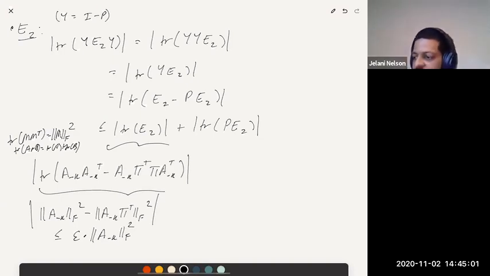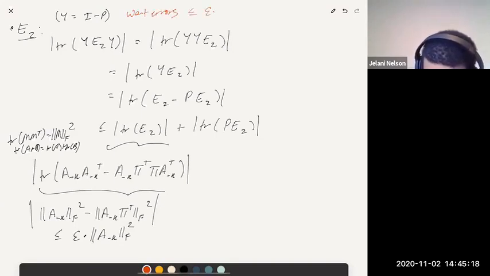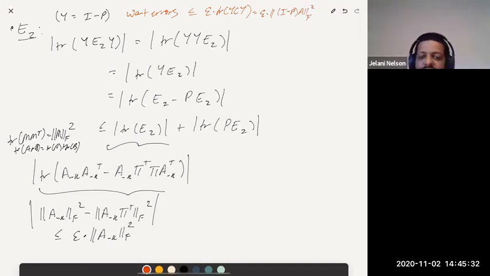So now let's just remember we're trying to get bounds that look like trace of YCY, right? Remember now, we want errors that are at most something like epsilon times the trace of YCY, which if you remember, what does that mean? That just means epsilon times the Frobenius norm squared of identity minus PA. Trace of YCY is exactly that, where P is some rank K orthogonal projection.